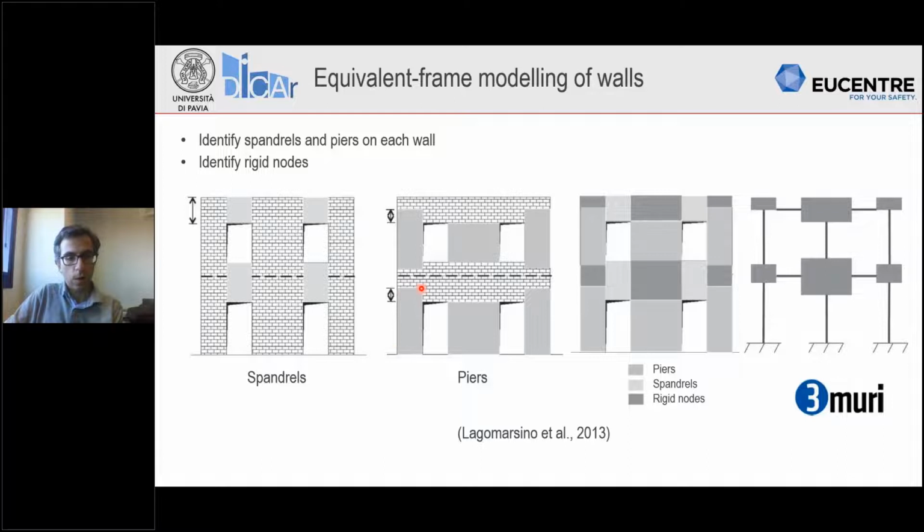You now have the problem of selecting the proper height of the pier. There are several criteria that are doing that. And finally, the remaining portions of the walls are the rigid nodes. And then you will have this equivalent frame schematization of the wall. That's the modeling strategy that, for example, is used by the software Tremuri.